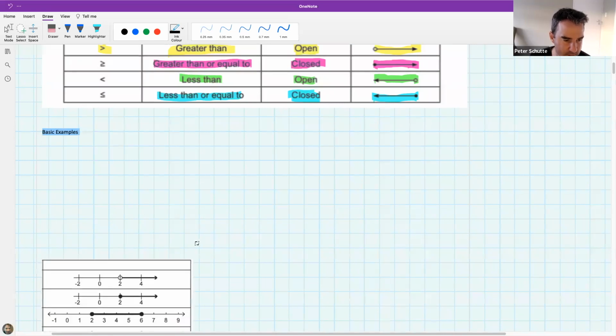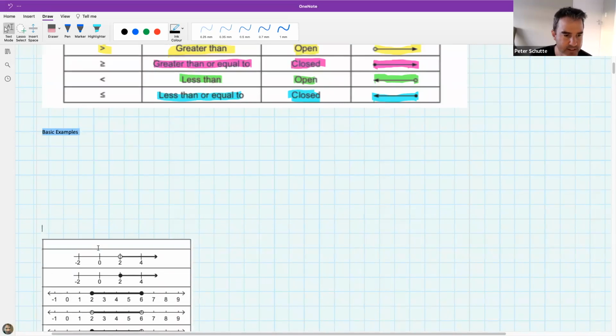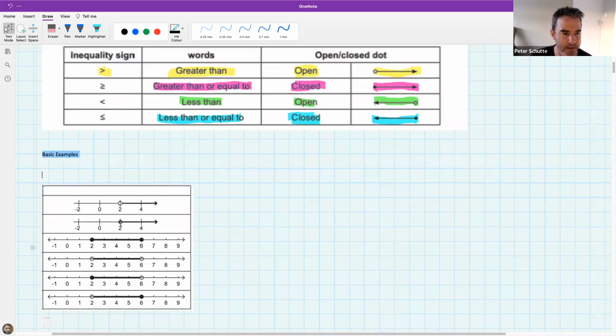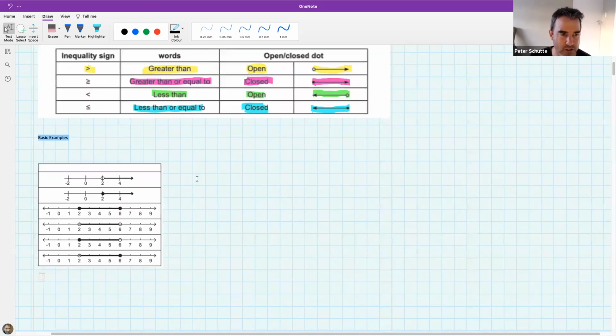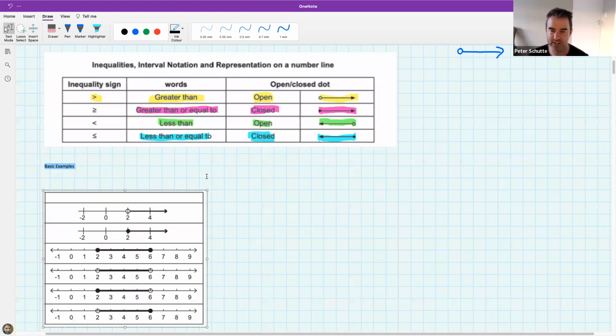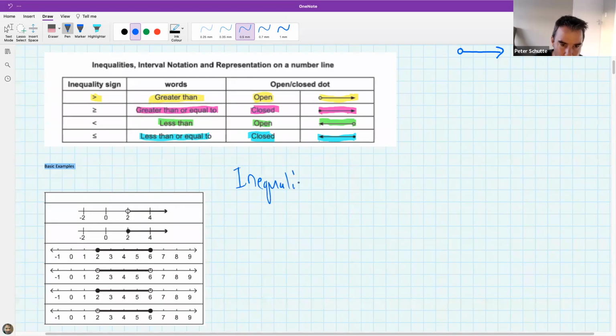I'm going to leave those things up on the board. But let's interpret these number lines into inequality notation. So in terms of describing inequalities, there's always this interplay between a number line and inequality notation. And there's actually two ways to describe inequalities. You could describe them using inequality notation, or you can describe them using interval notation.